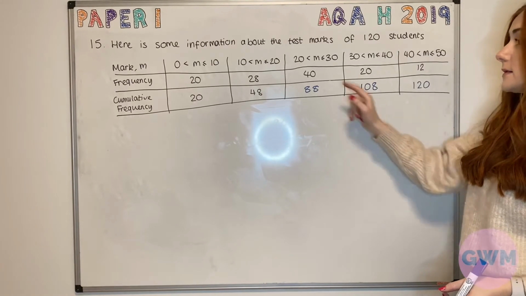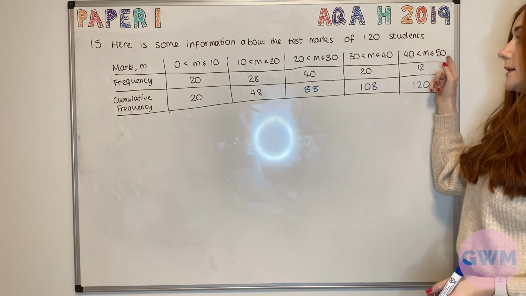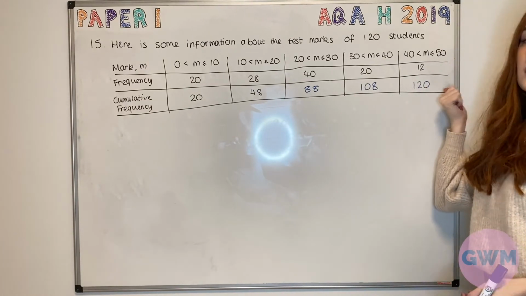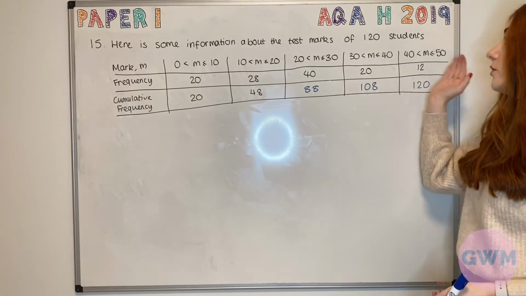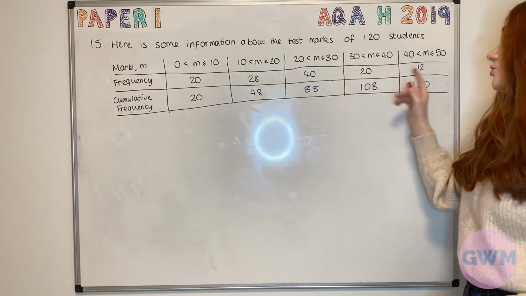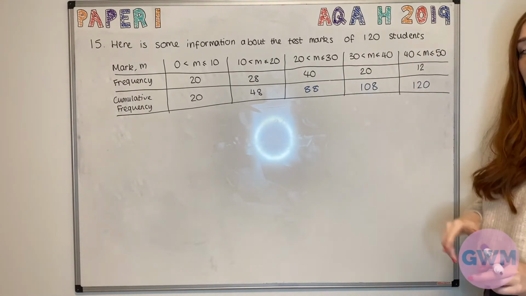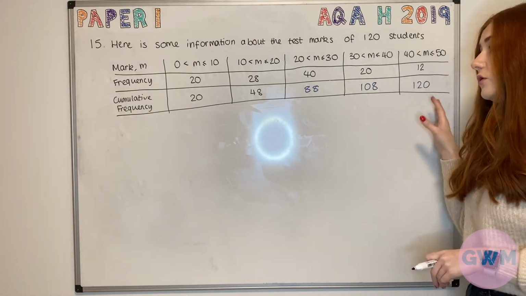Now, the thing about cumulative frequency is it should include all of the people in the test. So as long as the test bounds, so the marks in this case, included all the students, then you should end up with the cumulative frequency of all the students, because all the students must have scored somewhere in this range, so they all must have scored less than 50. We have 120 students, we have 120 here, so that's a good indicator that we've done that correctly.